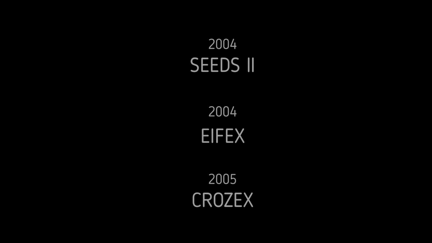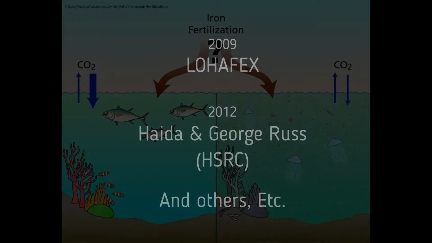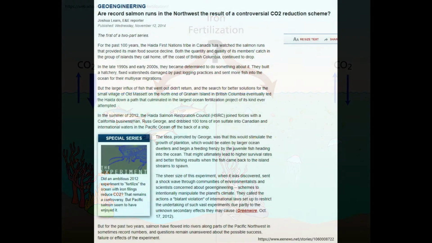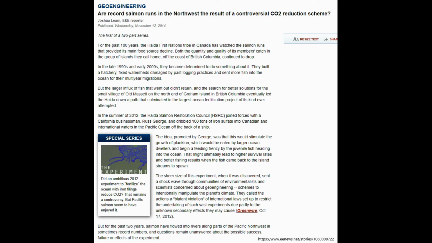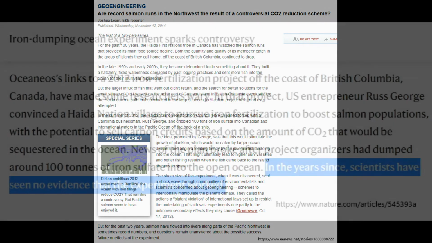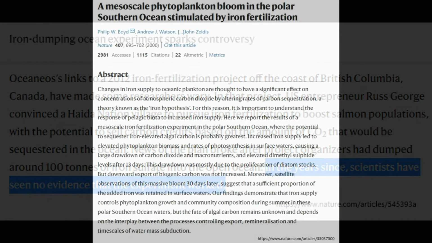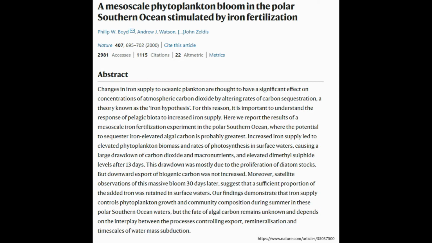However, this doesn't prove the second part of John Martin's hypothesis, that carbon will be sequestered by these algae blooms. So while Russ George did create an increase in algae, and even an increase in salmon runs in the 2 years following his experiment, he was not able to show that significant amounts of carbon dioxide were sequestered in the seafloor. A similar iron dust experiment in the year 2000 showed the same algae bloom, but again did not show carbon sequestering on the seafloor.